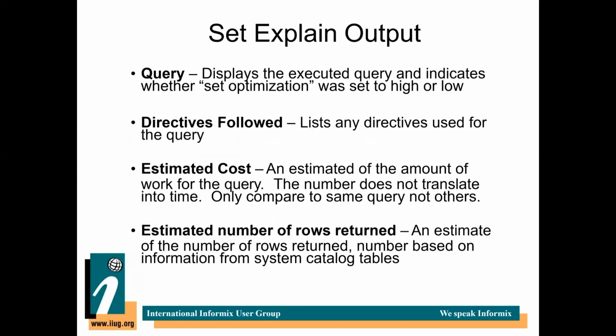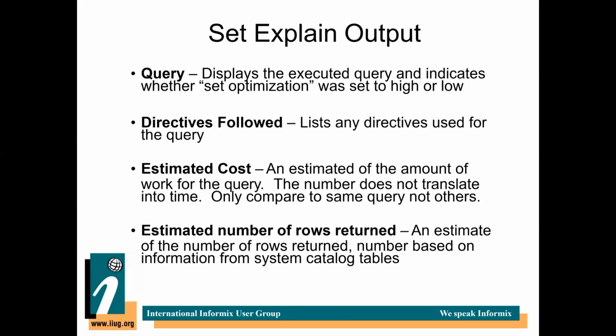So some of the set explain output: you have a query, which displays the executed query and indicates whether its set optimization was low or high. Any directives that were followed would be listed for that query. Estimated cost is the estimated amount of work for the query, and the number doesn't translate into time. It's only comparable to the same queries, not to other types of queries.